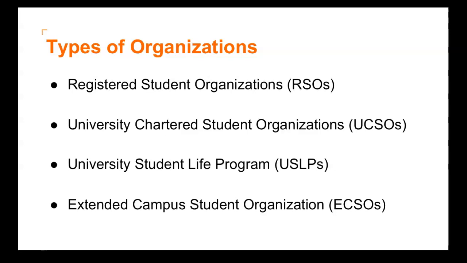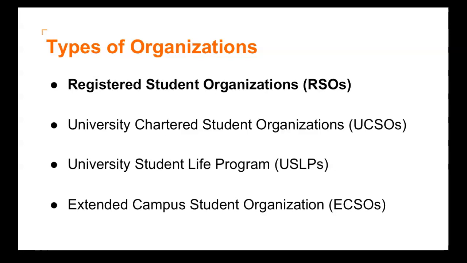2. University chartered student organizations, referred to as UCSOs. 3. University Student Life Programs, referred to as USLPs. Lastly, Extended Campus Student Organizations, referred to as ECSOs. ECSOs are organizations located at one of Virginia Tech's extended campuses. You are taking this training because your organization is classified as an RSO. The policies and expectations we are going to discuss are specific to RSOs.